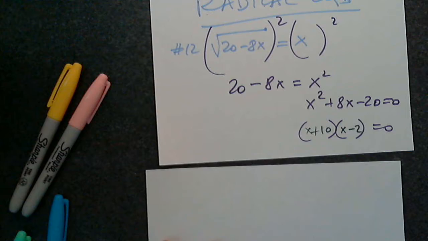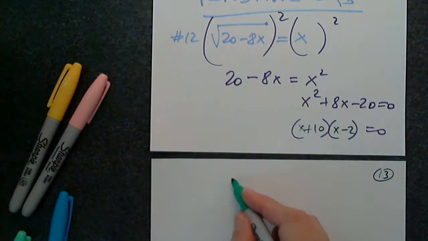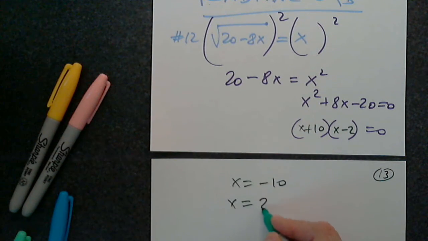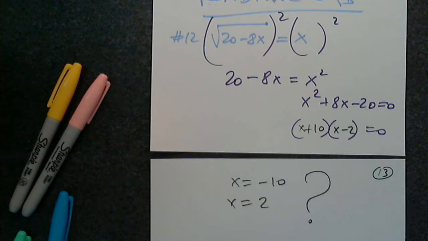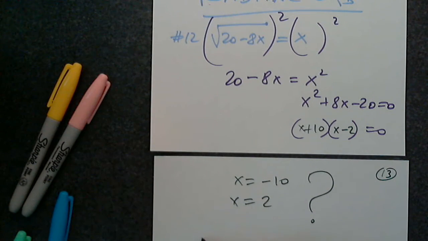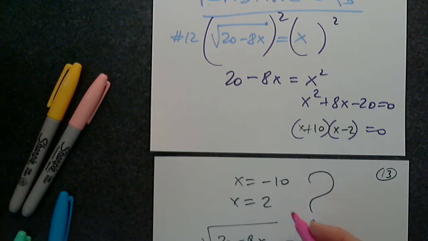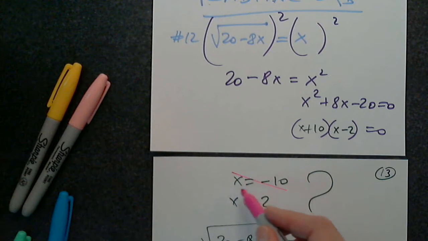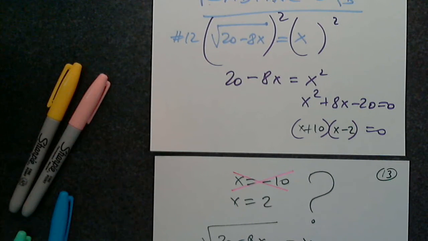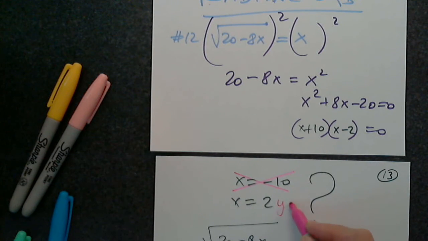That's my last page. Okay. So we have one option which is negative 10 and another option which is 2. We have to check back in the original problem. The square root of 20 minus 8x equals x. I'll explain more next time, but we have to check. So negative 8 times negative 10 is 80 plus 20 is 100. The square root of 100 is 10, but the other side is negative 10, so it cannot be acceptable. For 2, 20 minus 16 is 4. Square root of 4 is 2. I will say yes.